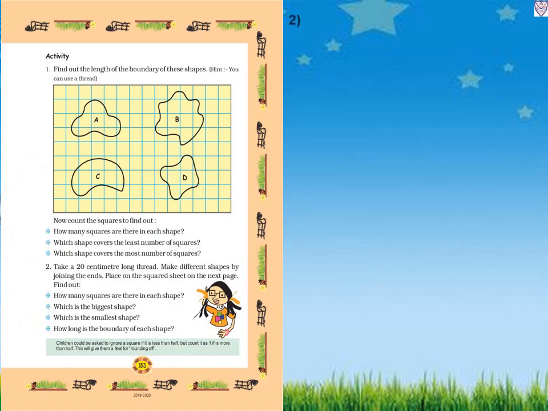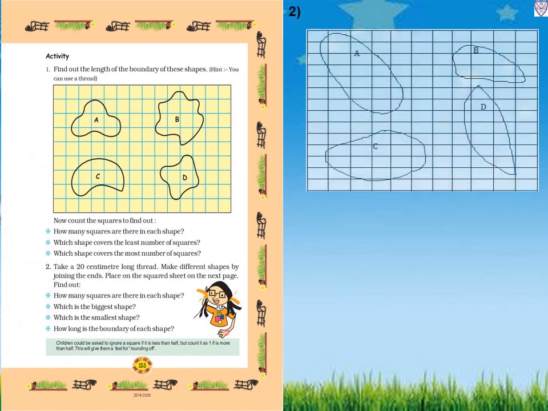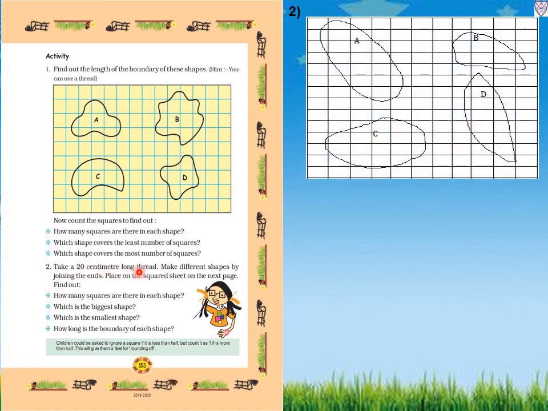Now, same page, number 2. Take a 20 centimeter long thread and make different shapes by joining the ends. Place it on the square sheet on the next page. So we have to take a 20 centimeter long thread and make different shapes; any shapes we can do. Place them on the square sheet on the next page. Now the questions: how many squares are there in each shape?